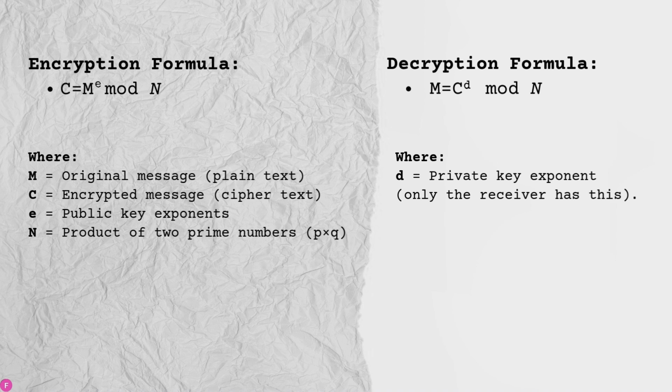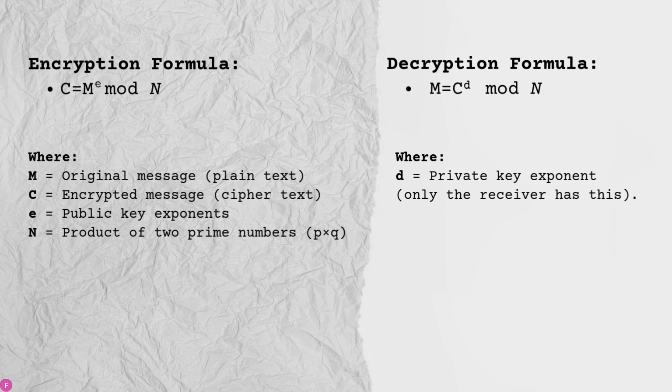Encryption in RSA follows this formula: C is equal to m raised to e modulo n, where m is the original message or plain text, C is the encrypted message, also known as ciphertext, and e is the public key component used for encryption. n is the large number generated by multiplying two prime numbers, p multiplied by q.